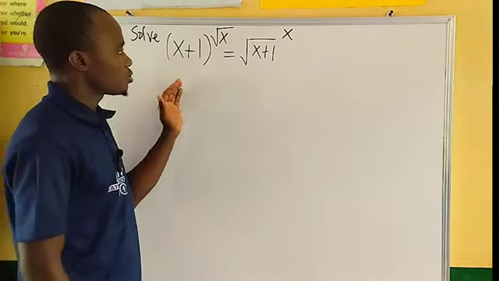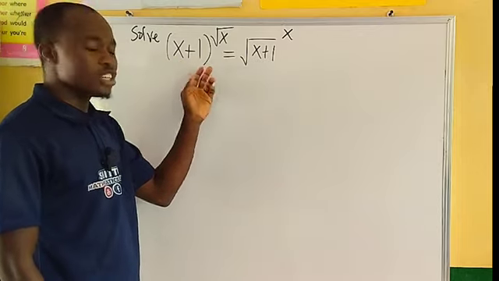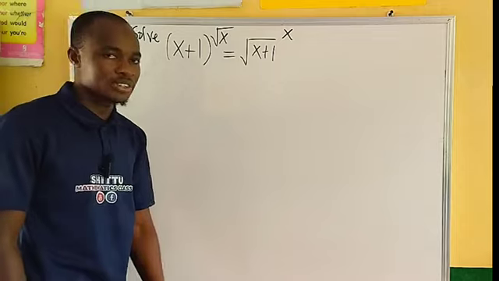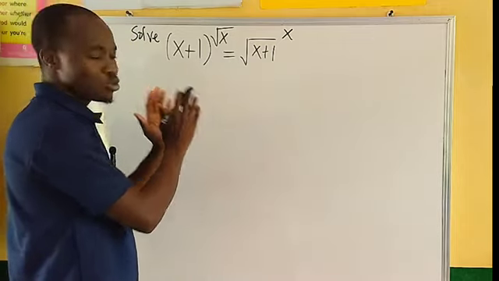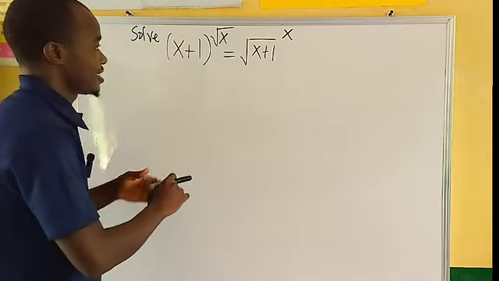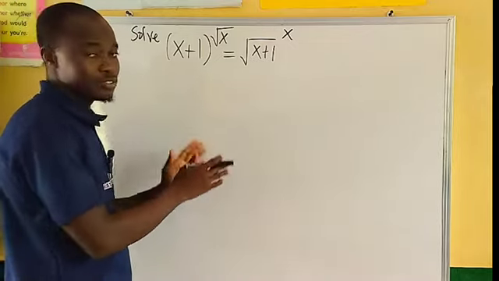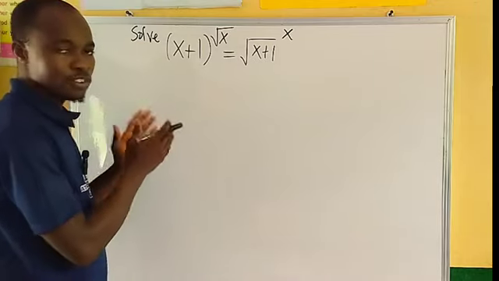We have this particular question. The question is, solve this. So now, what are we looking for? You can see that the only variable we have here is x. So we want to get the value of x. This equation is beautiful and ugly at the same time, but you will find it very easy when you follow my steps.